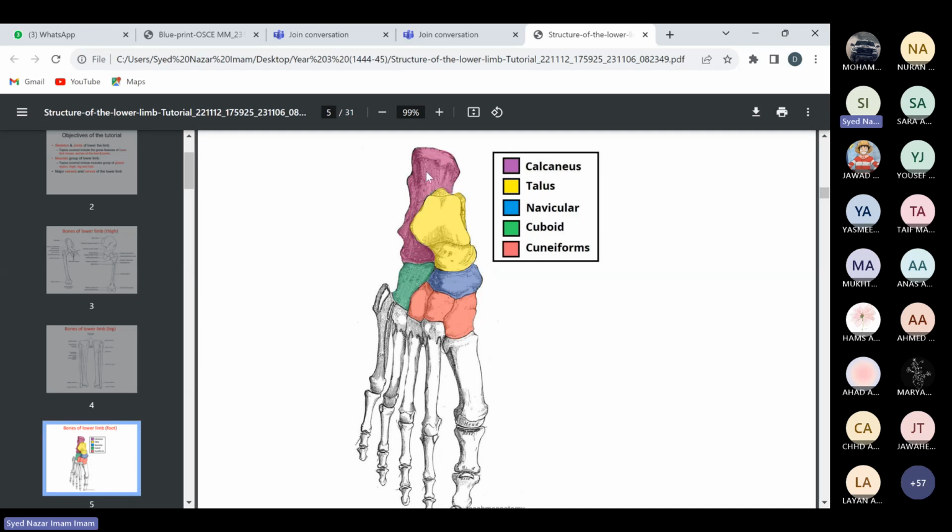Now, in these tarsal bones, the calcaneum, on the posterior surface, we have a tubercle. This is called the posterior tubercle of the calcaneum. And here we have attachment of the posterior compartment muscles of the leg. That is called the Achilles tendon. That is for the muscles of the calf region, which we are going to learn about. So here we have attachment of the calf muscle, the posterior tubercle of the calcaneum.